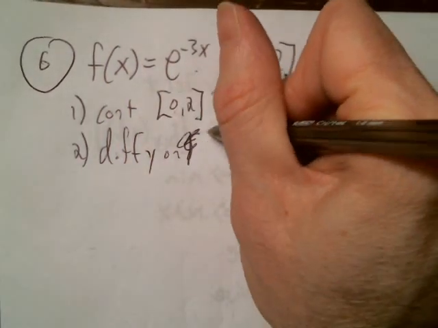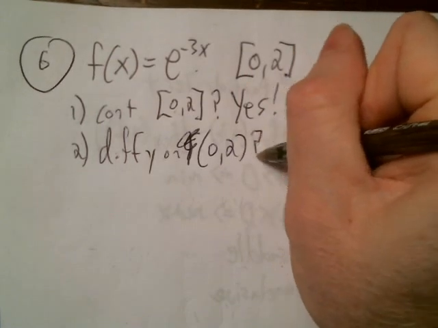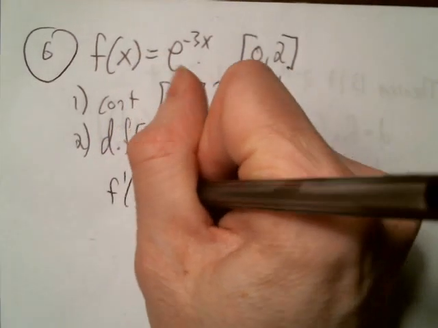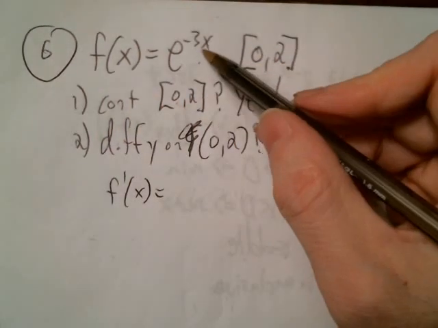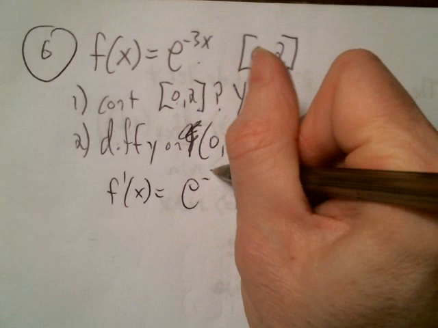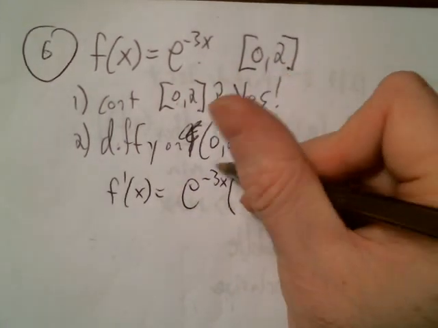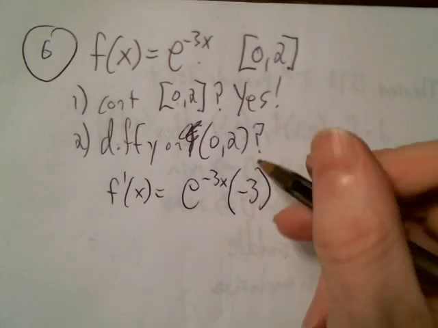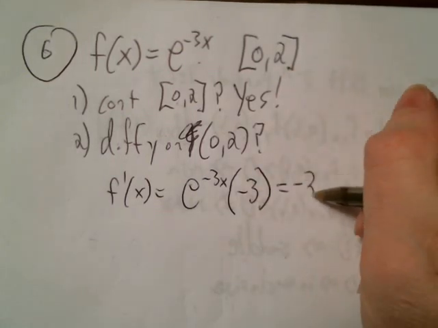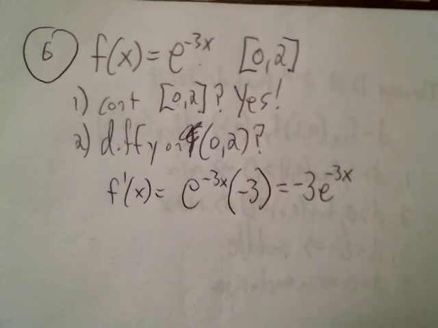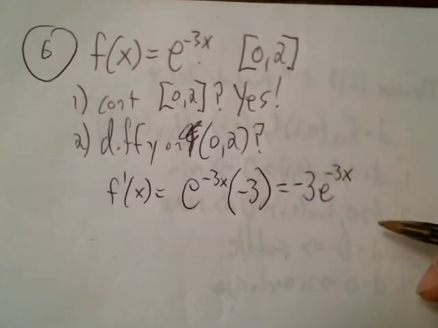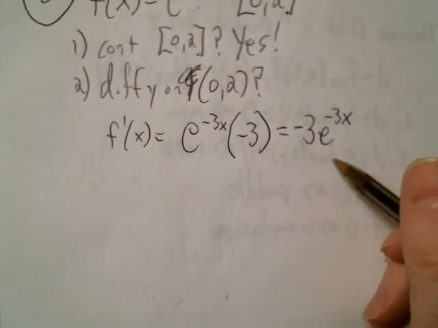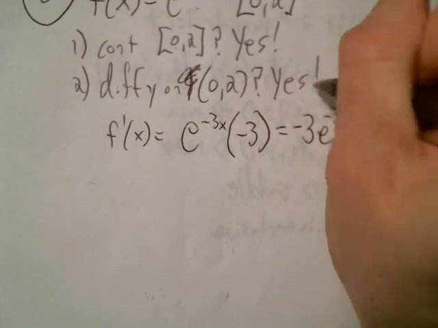And again, it has to be the open interval this time. I don't need the endpoints. Okay. So I find the derivative, f prime of x. With these kind of expressions, you just get back the same thing, e to the negative 3x, times the derivative of the exponent. It's the chain rule. So times -3. And this guy is clearly continuous everywhere. Okay, you can graph it and see there's no holes in it, if that's the way you like to work. Okay, so yes. Again, it's differentiable.